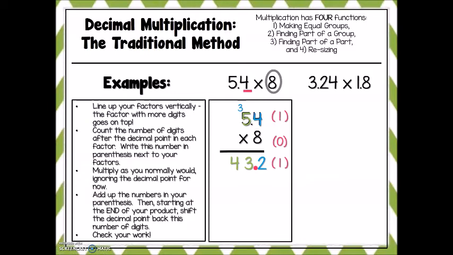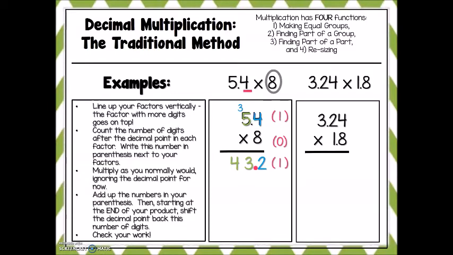So let's take a look at 3 and 24/100 times 1 and 8/10. 1 and 8/10 has fewer digits, so that will go on the bottom. If you notice, I don't have to worry about lining up the decimal point. That's one less thing to think about. But I do need to count the number of digits after the decimal point. So in 3 and 24/100, I have 2 digits after the decimal point, and in 1 and 8/10, I have 1 digit after the decimal point.